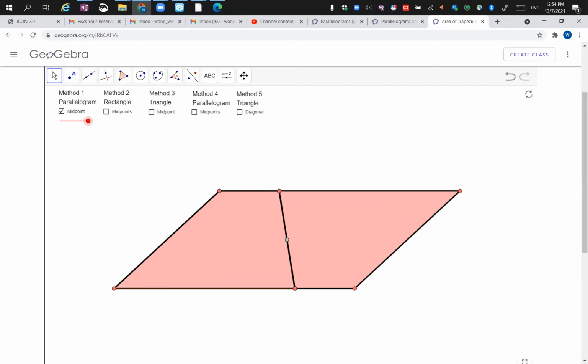Same distance. In summary, my area of a trapezium will be half of the area of a parallelogram. And the area of the parallelogram is given by the base, which is long side plus short side, put it over here, multiplied by perpendicular height. Get it? That is the derivation of the area of a trapezium.